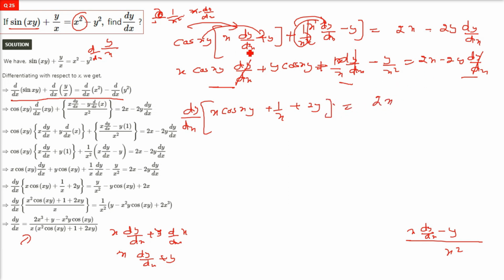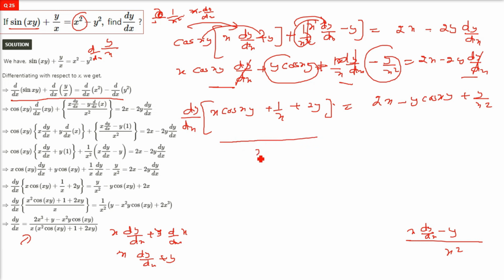So 2x is on the right hand side, and this y cos xy will go on the right hand side, y cos xy, and this negative y by x square, when it goes on the right hand side, it will be plus y by x square. So let us write it here. We cannot just leave it like that, because there is something with the denominator. 1 by x is there on the left hand side, y by x square on the right hand side. So let us take the LCM.